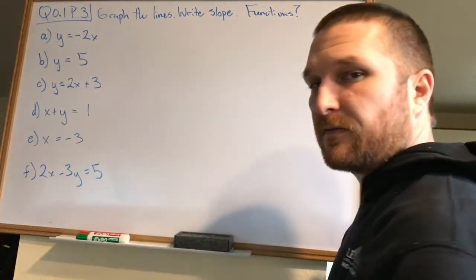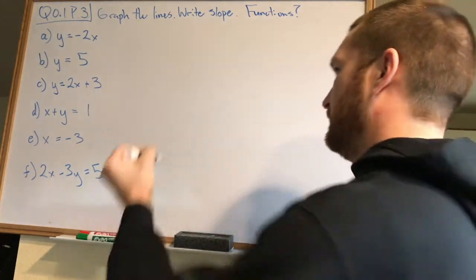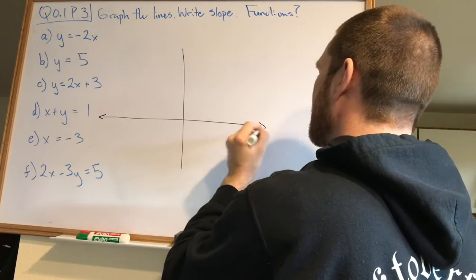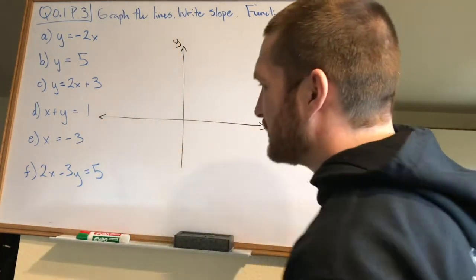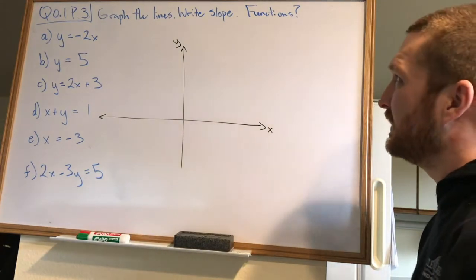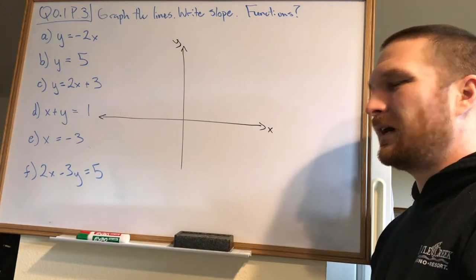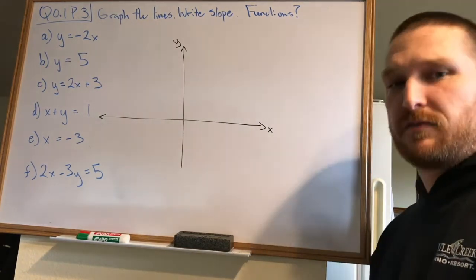X equals negative 3. Now, this one's tricky. At least it is for me. I don't know about for you, but for me it's tricky. And trying to think, well, man, what's the slope of that? I need to put that in some kind of y equals mx plus b. I don't even know where to begin with that. So what I'm going to do is draw it first.